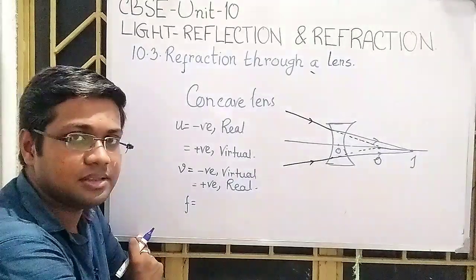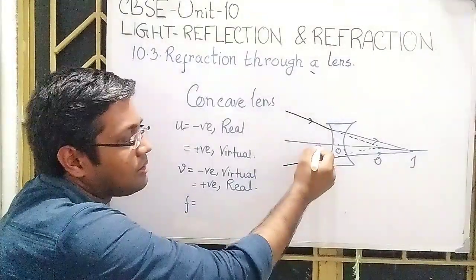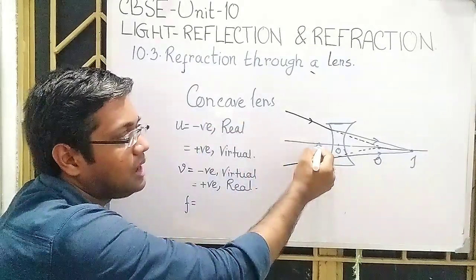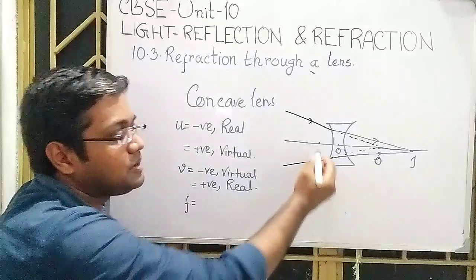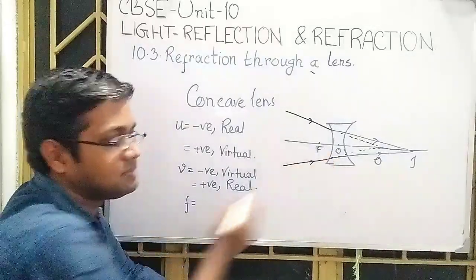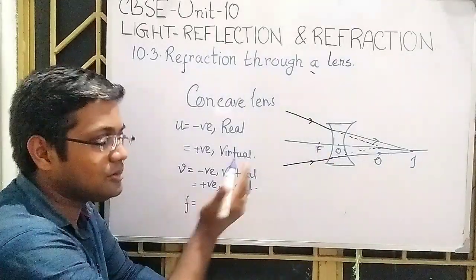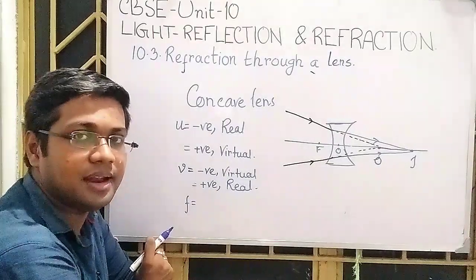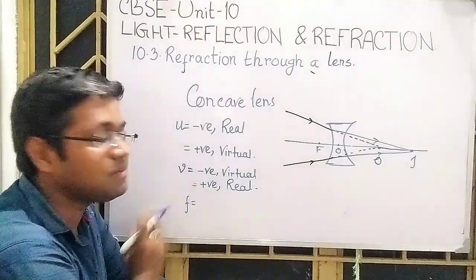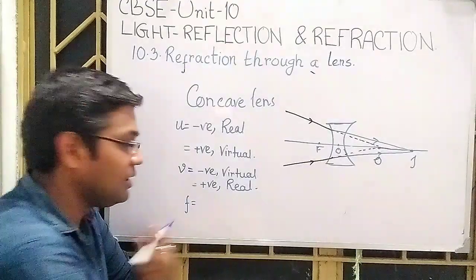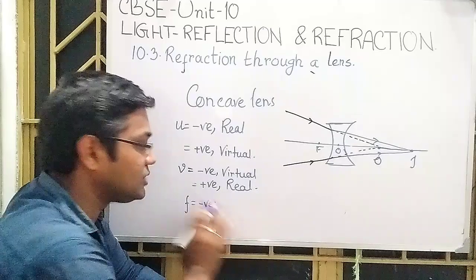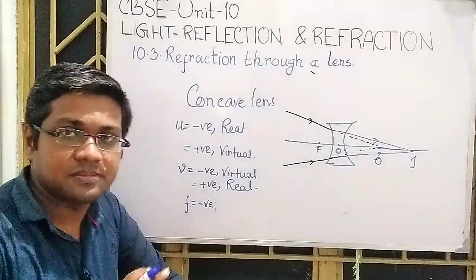Now the focal length, if we send a parallel beam of rays, the light rays will appear to diverge from this point, and the focus is on the left side of O, behind the lens, and on the same side as that of the real object. So the focal length is negative. It is always negative, there is no other classification.